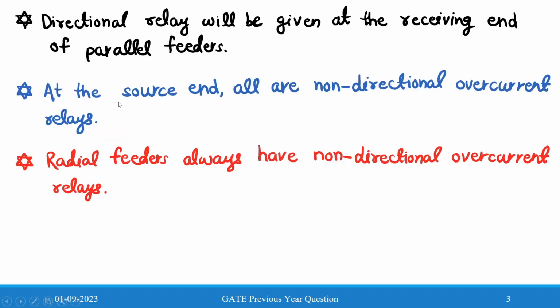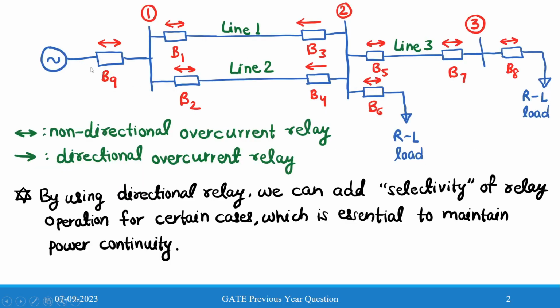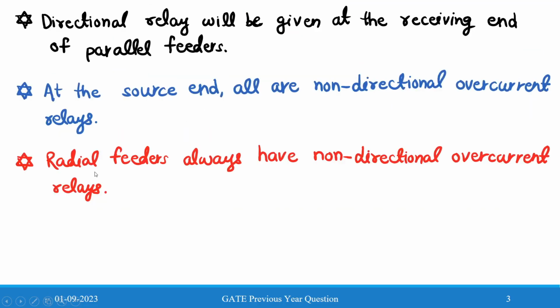The second point is that at the source end all are non-directional overcurrent relays. We have this generator, and the relays just beside the generator, on the source side, are all non-directional overcurrent relays. Therefore, R1, R2, and R9 will be non-directional overcurrent relays. The third point is that radial feeders always have non-directional overcurrent relays, and one point you can also add here is that there should not be any active sources.